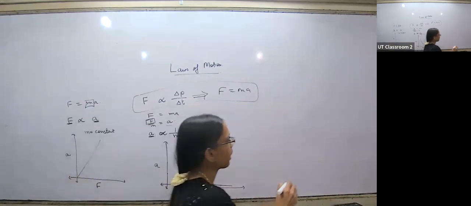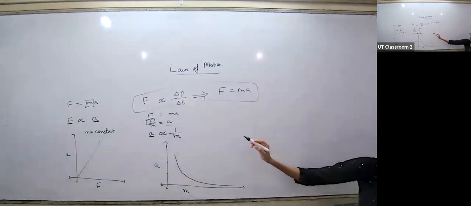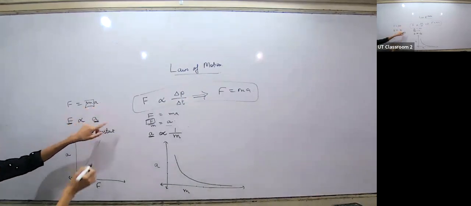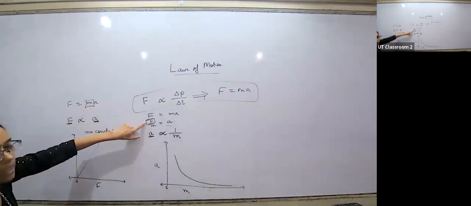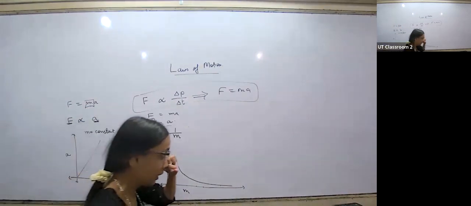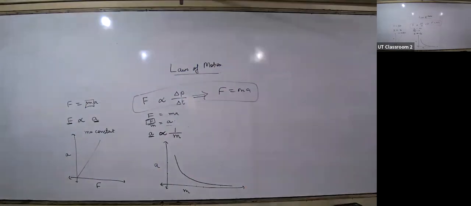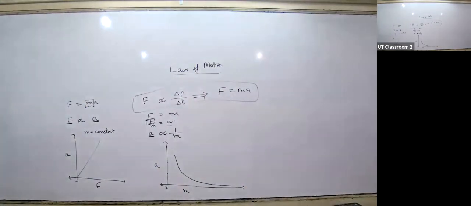But the last graph, that is first one, what is the constant? Mass is constant. In second one, what did you say? Force is constant. All right, so these are the two important graphs. Ma'am, yes. I completed the graph.